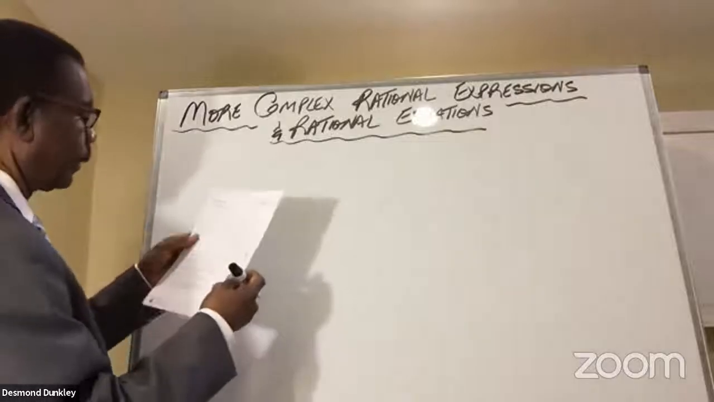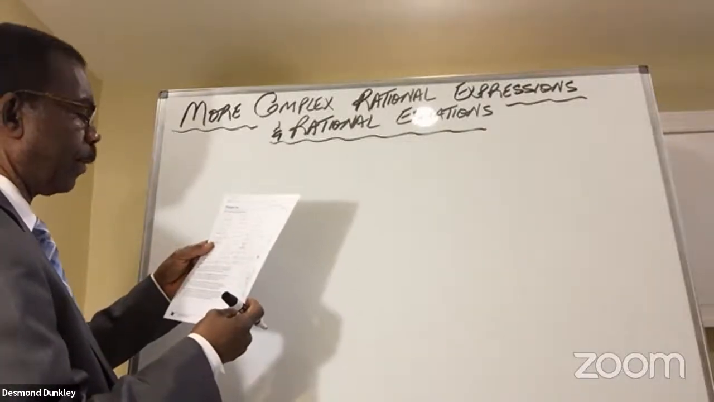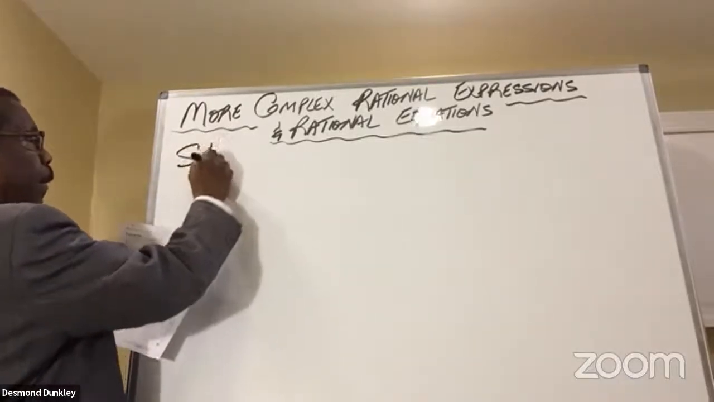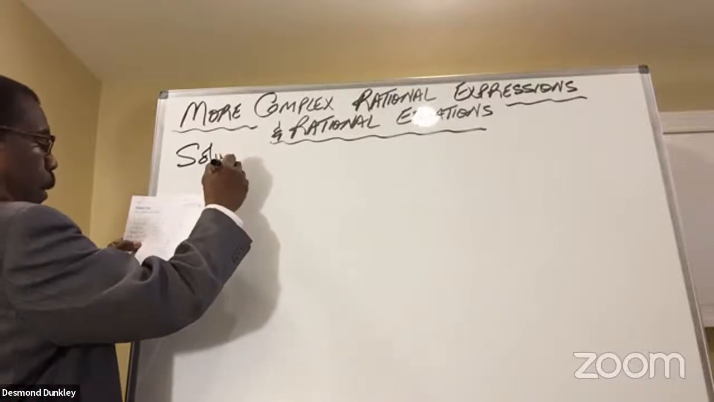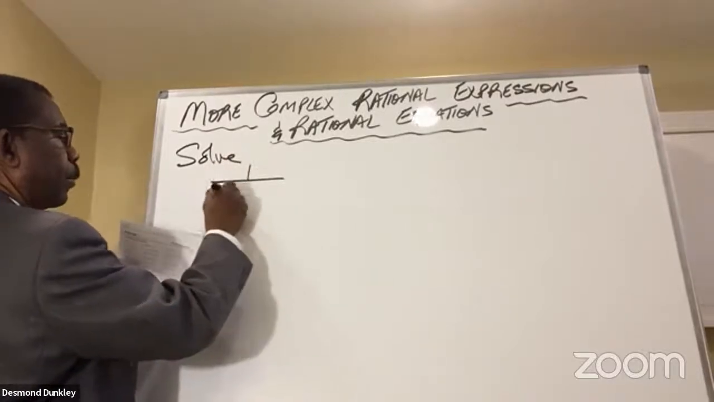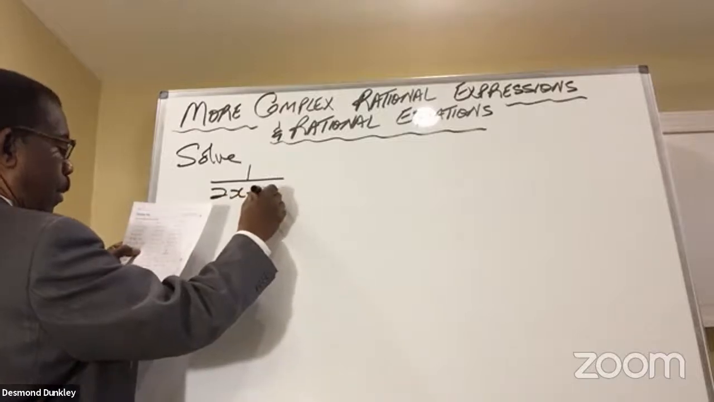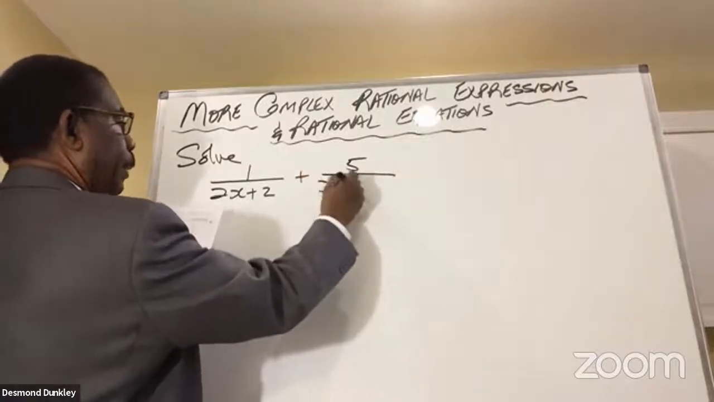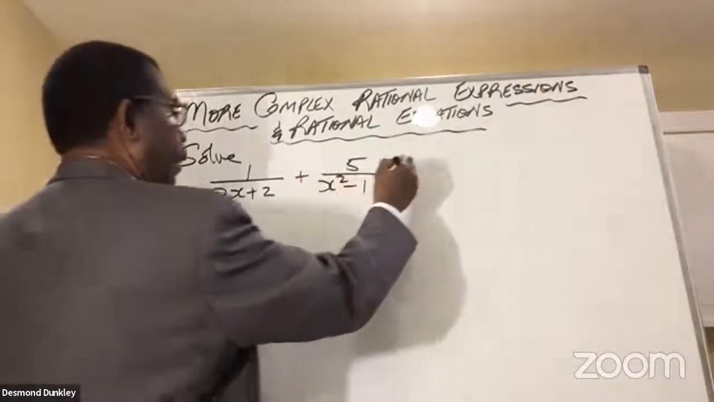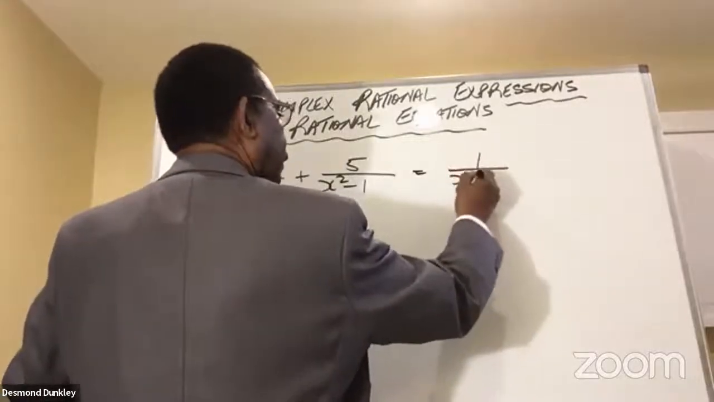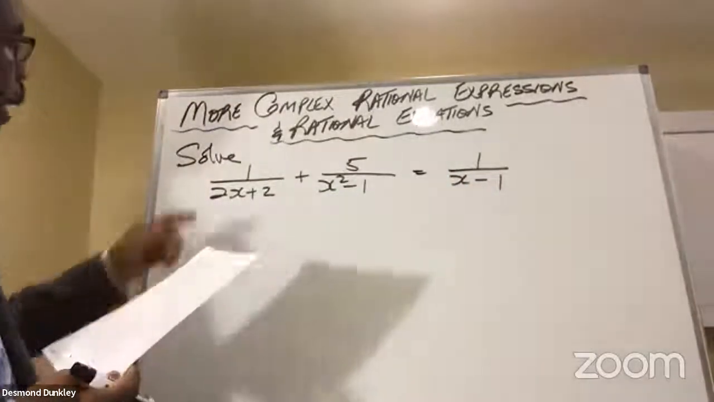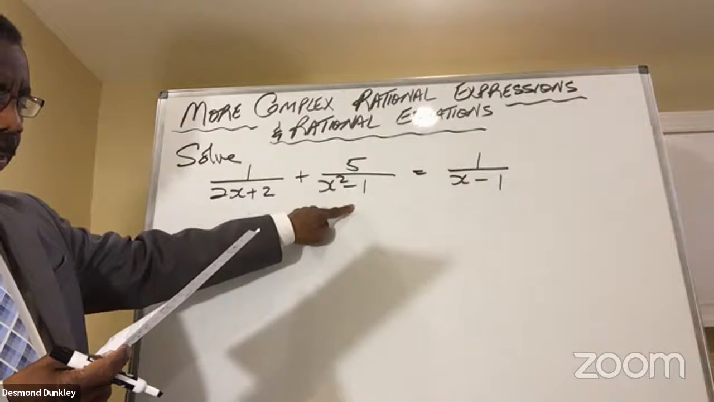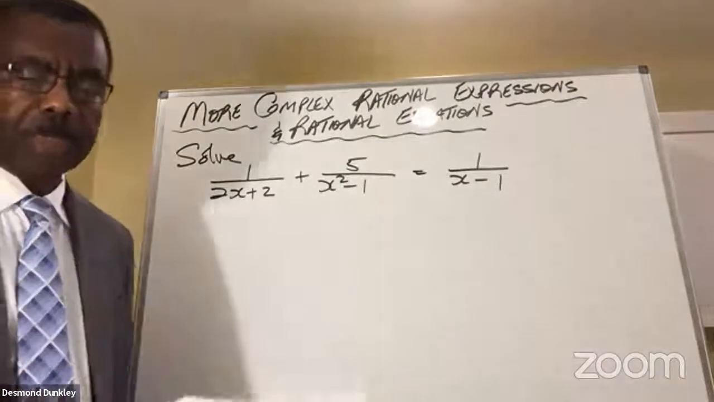Okay, so, here we go. Solve. So now we need to solve 1 over 2x plus 2, plus 5 over x squared minus 1, equal to 1 over x minus 1.